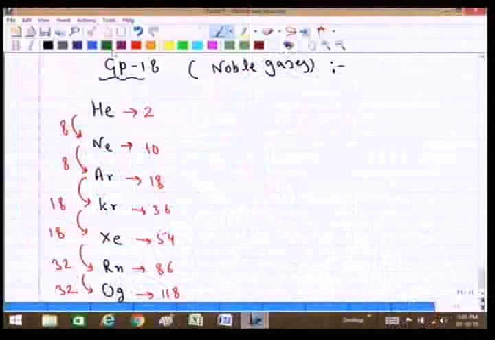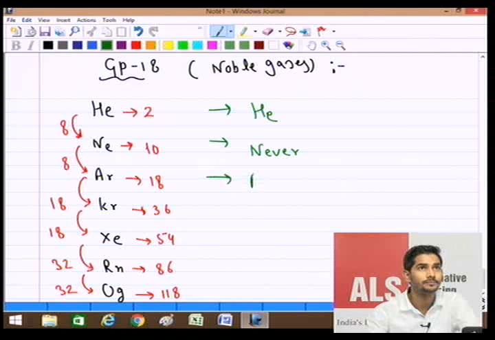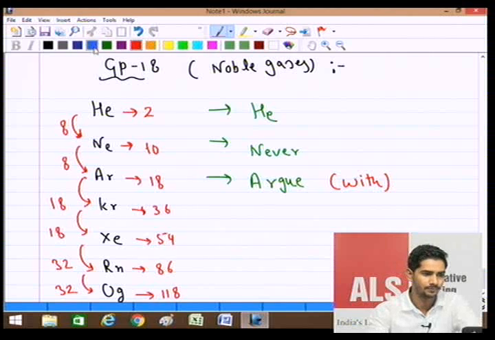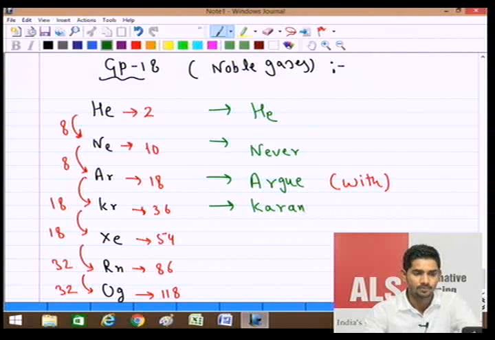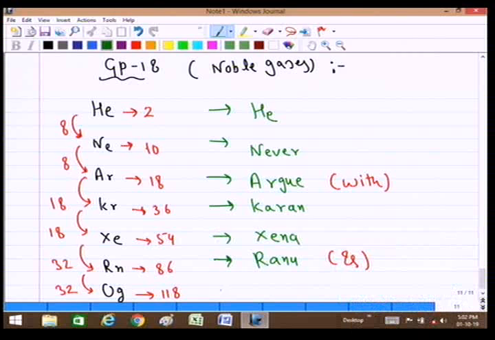He never argue with Karan, Sheena, Ranu, and other girls. So guys, this is the mnemonic for the group 18.